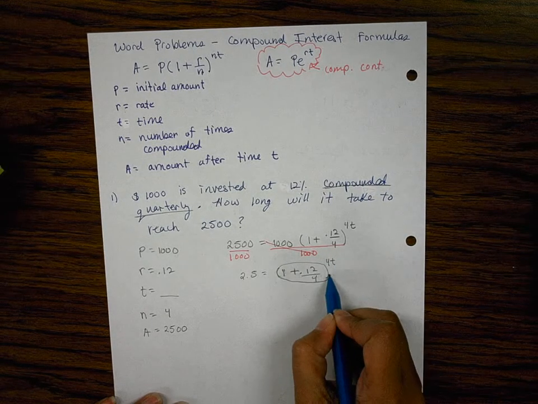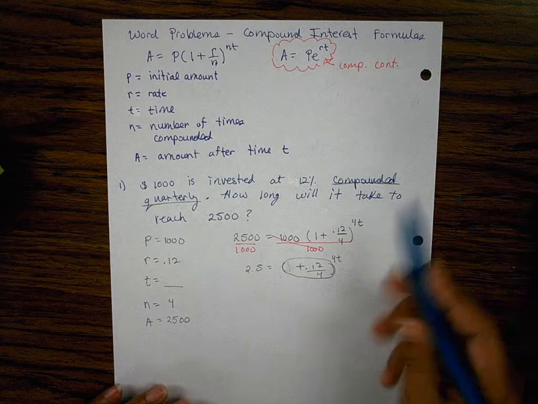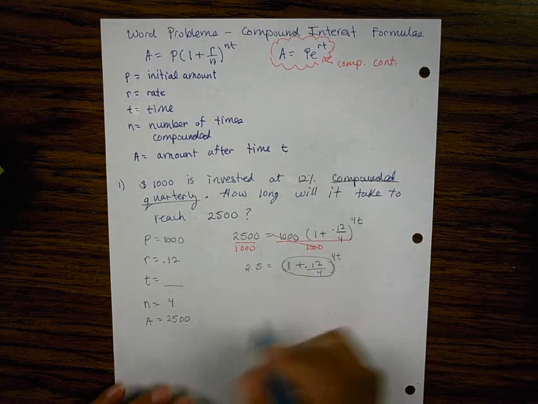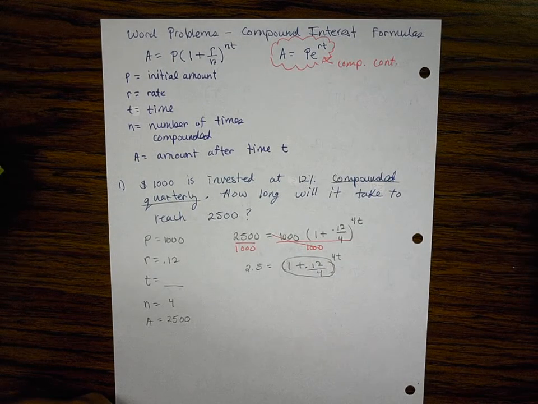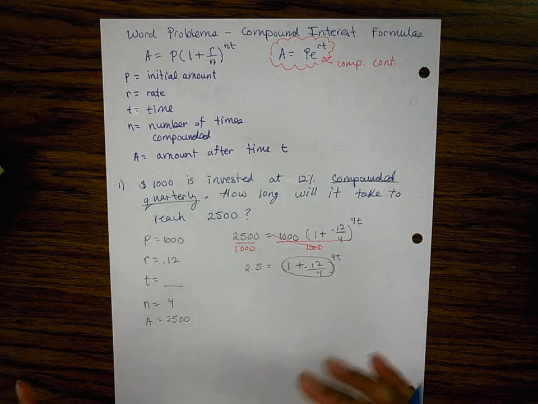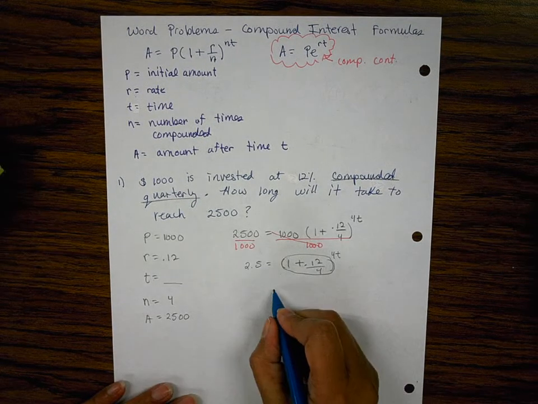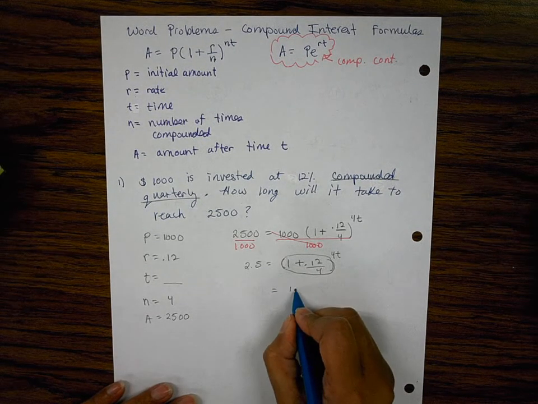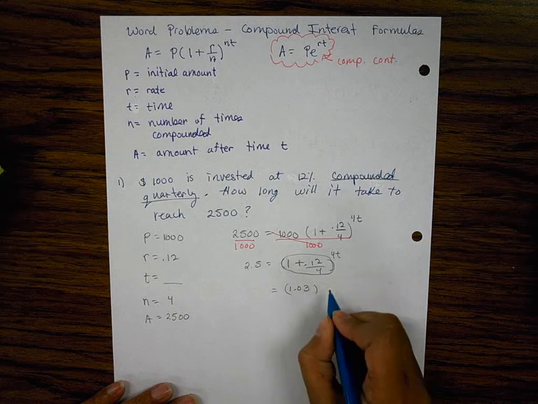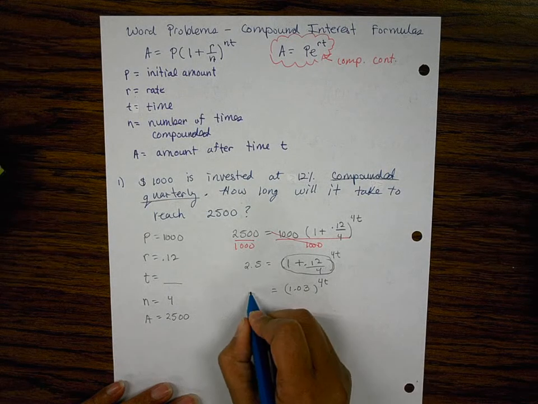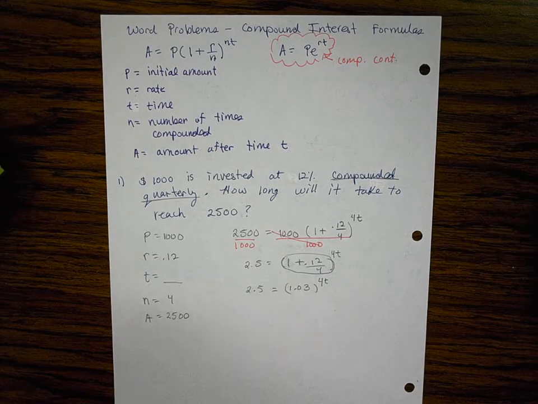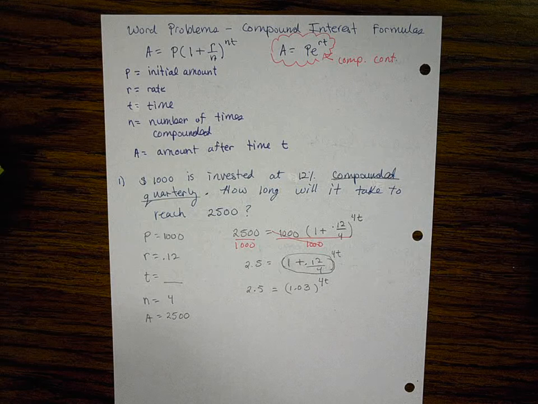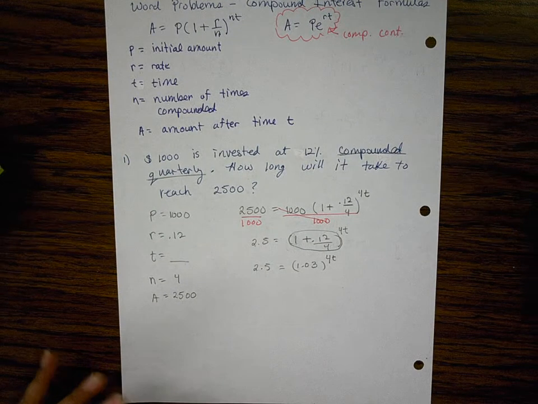Okay, so what you're going to want to do right now is plug this into your calculator. Go ahead and do that. 1 plus 0.12 divided by 4. And when you're done with it, you can hit pause if you'd like. It should come out to be 1.03. If you're not getting that, ask me questions about it tomorrow. Raised to the 4t equals 2.5.